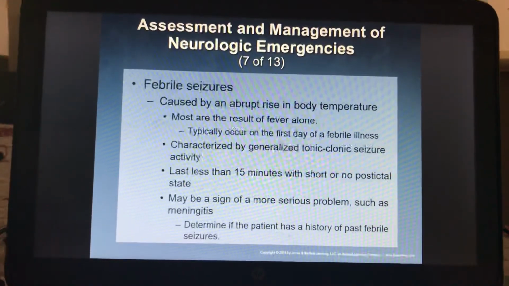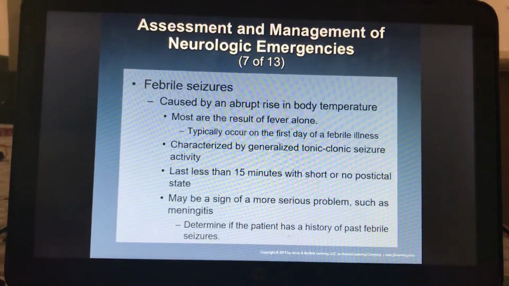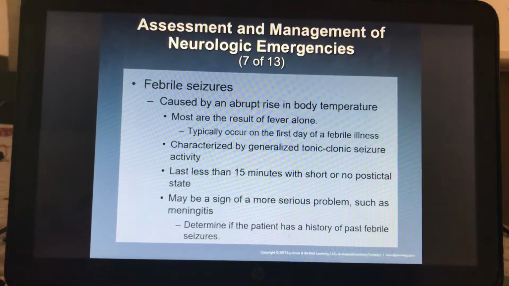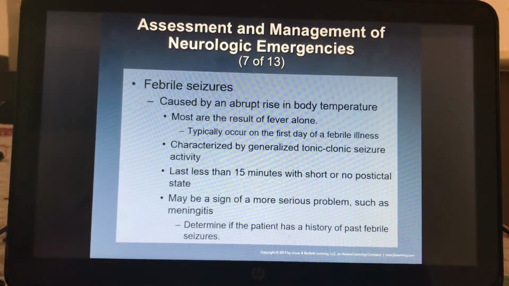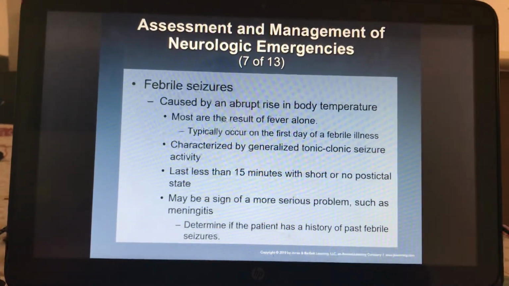But this is the big dog for kids. This is the one I'm going to kind of stress on, febrile seizures. And what that is, basically, is they have an increase in temperature or body core temperature that's very quick. And it could be that they're fine and all of a sudden they are getting sick, coming down with something, their temperature spikes up.